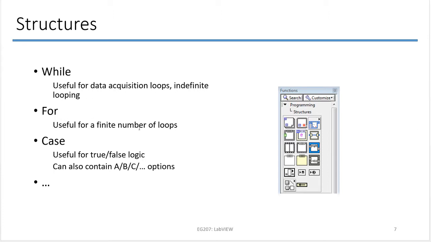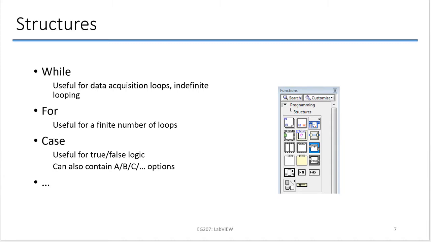My for loop is for a finite number of loops. I want 100 data points. I'm going to use a for loop and set my number of loops to 100. Certainly I could constrain a while loop to count loops and stop at 100. For loop is just set up a little bit more straightforward in implementation.